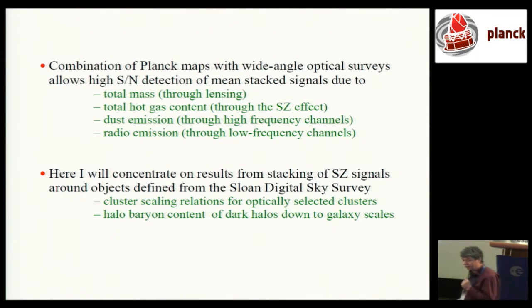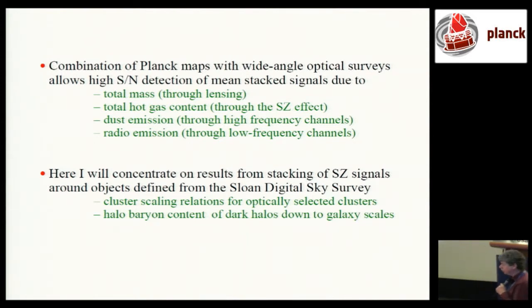You can think about other things, which, to my knowledge, haven't been done very much yet, but could still be interesting. By cross-correlating the high frequencies, for average populations of galaxies, you can stack tens or even hundreds of thousands of objects. You can get the mean dust emission of individual classes of objects from the high-frequency channels and the mean radio emission from the low-frequency channels. I'm not aware of people doing this yet, but I think this is definitely something we should be trying. So what I want to concentrate on today are results from stacking the Y maps.